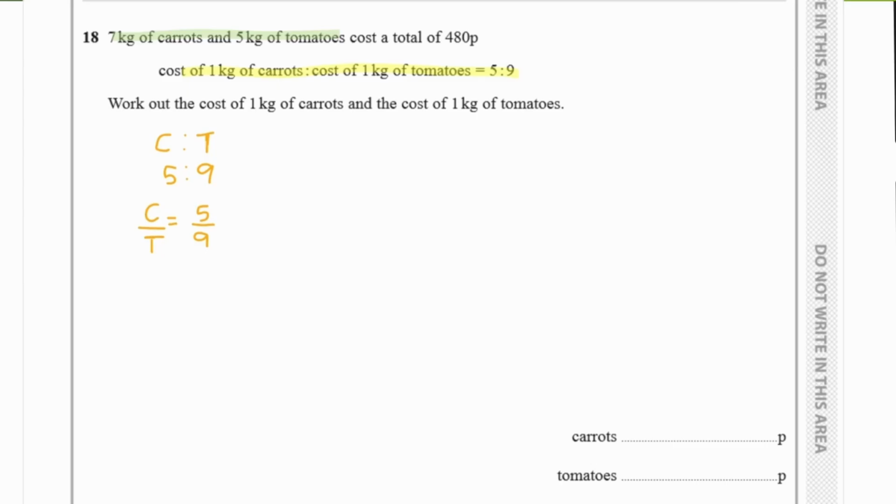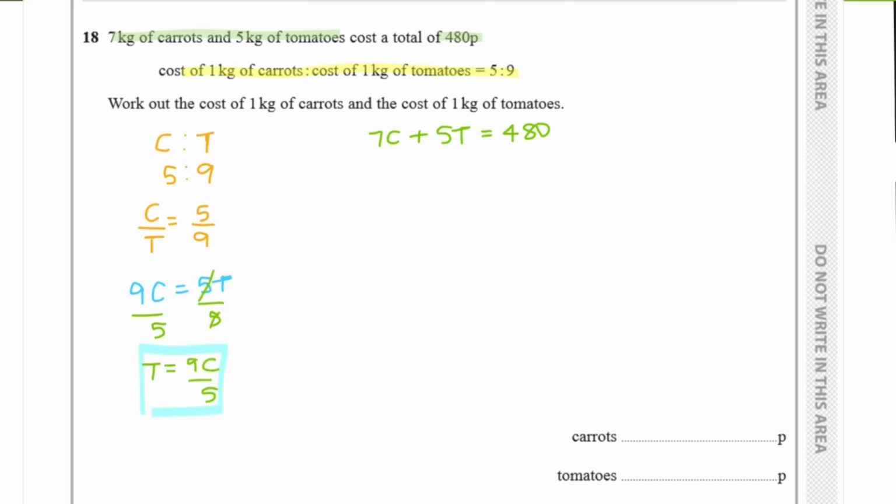We are then told that 7 kgs of carrots and 5 kgs of tomatoes cost a total of 480p. So we can write this as 7 times C, because C is representing 1 kg, plus 5T, because T is again representing just 1 kg of tomatoes, and this total should be equal to 480. Using the ratio that we have set up, we can now cross-multiply it so that we can set up a linear equation, which would give us 9C is equal to 5T. If we then divide both sides by 5, we can write T is equal to 9C over 5.